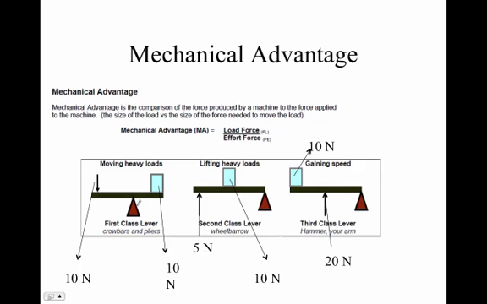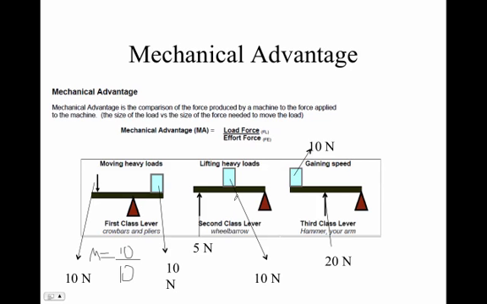So let's look at these pictures. Here's a class 1 lever. Let's say the fulcrum's right in the middle. Let's say we push down with 10 newtons and we lift a 10 newton load, a 10 newton box. What would the MA be? Well, the MA would be 10 divided by 10. So 1. Well, that's no good. That would mean we're just changing the direction of the force.